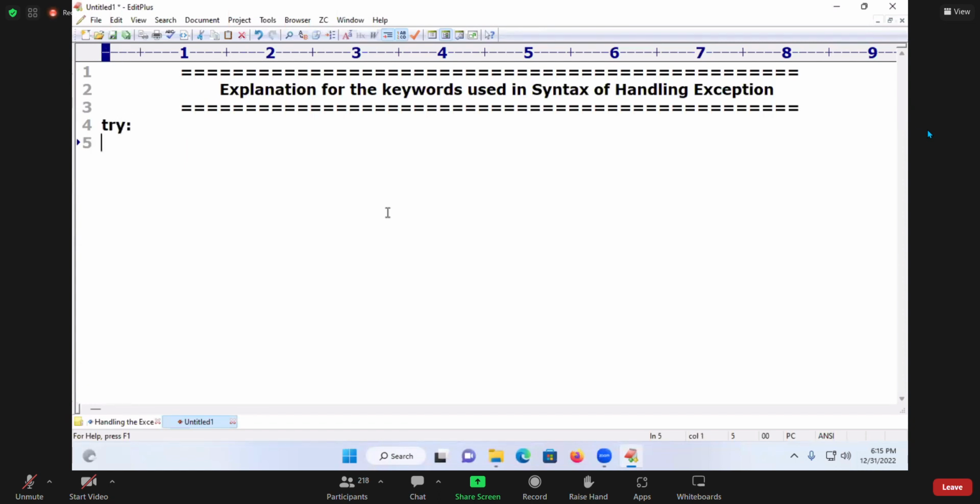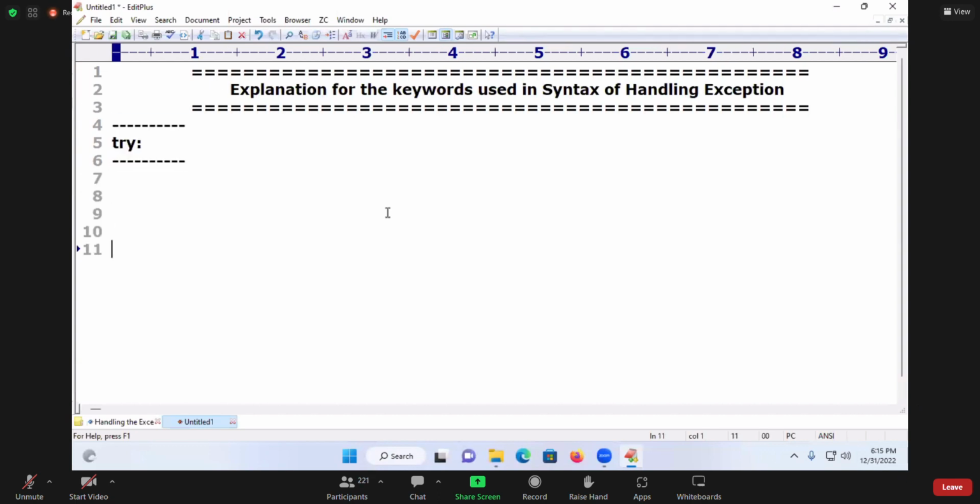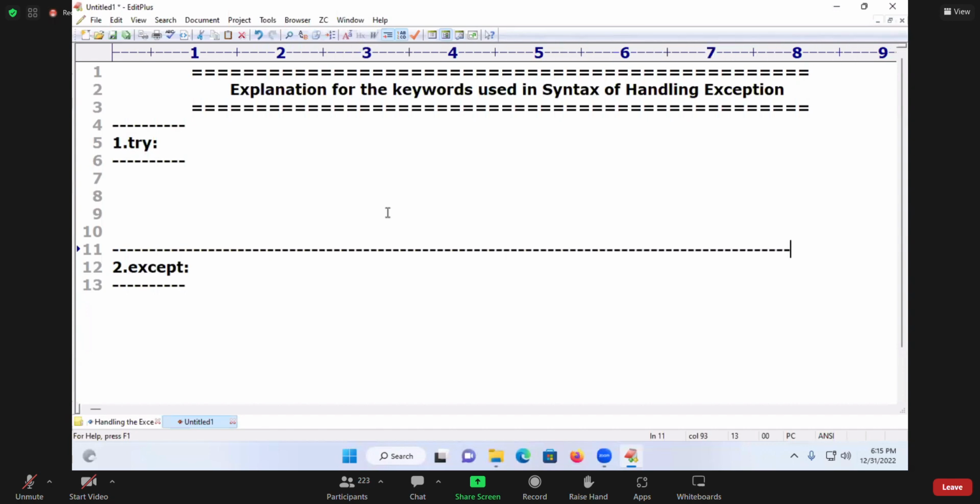What is the first one? Try. I am going to explain. First block is called try. Carefully watch it. Try block I am going to take. After that, next is called what, you know? This is the try block, number 1. This is called 2, except block. And next I am going to write else block also. Let me write all of them, students.